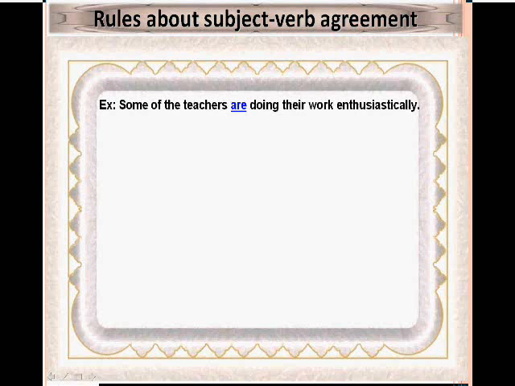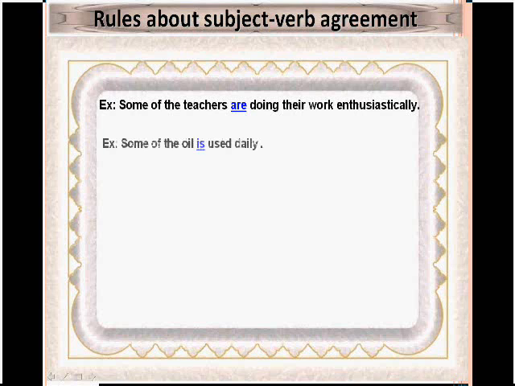Another example, if we have some of the teachers are doing their work enthusiastically. So of course I have here the word some, but what came with some is of course teachers, and teachers is plural, countable word, then the verb should be plural, are. Some of the oil is used daily. Again, what came with the word some? Here is the word oil. And of course, oil is an uncountable word. So the verb should be singular.